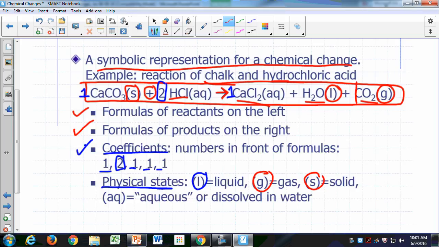The gas that you'll observe in this reaction, you'll see bubbles of carbon dioxide come out of your solution. Now, the AQ label means it's dissolved in water, so it's in aqueous solution.